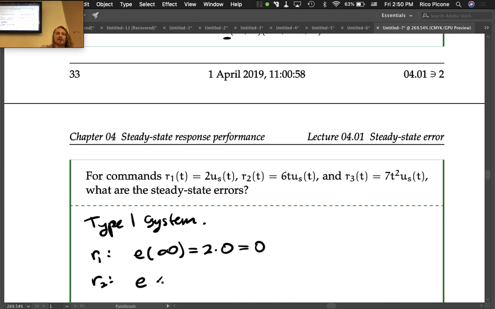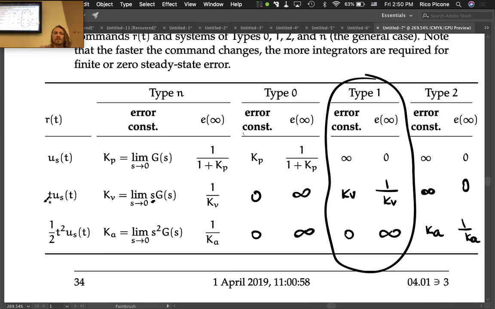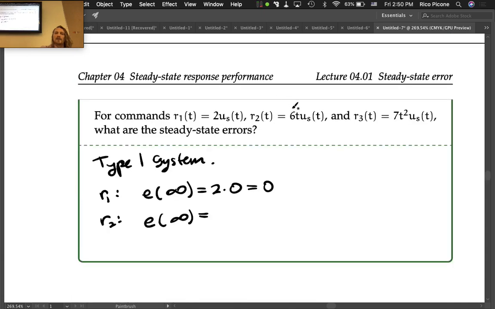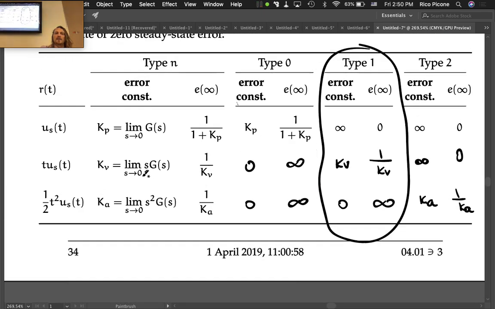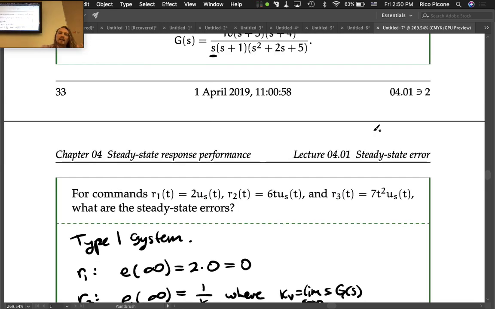For R2, e of infinity is equal to, so now we've got to go down to a ramp function. R2 was 6 times t times the unit step, so we have a scaling of 6 here. And then we have an error constant kv, which is defined as this, and steady state error of 1 over kv. So steady state error is 1 over kv, where kv is equal to the limit as s goes to 0 of s times g of s. And we've got our g of s, so let's take that limit.